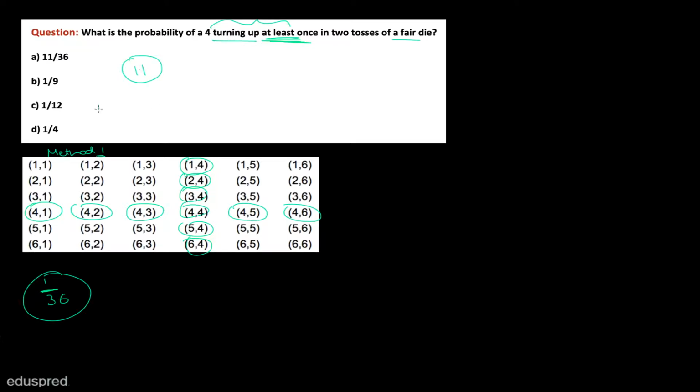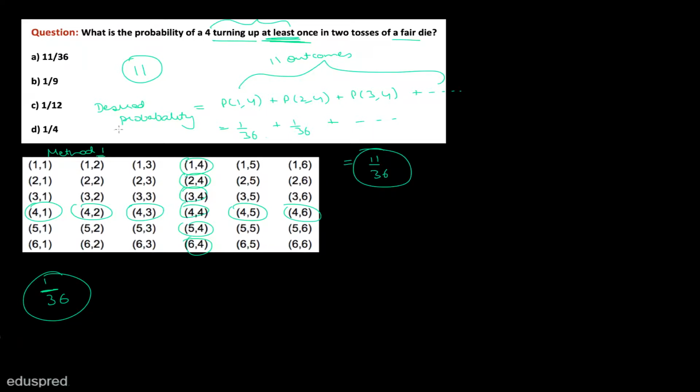Okay, so that means the desired probability is going to be the probability of getting 1,4 plus the probability of getting 2,4 plus the probability of getting 3,4 and so on. In total we have 11 outcomes over here, right? And all of them have the probability 1 by 36. So 1 by 36 plus 1 by 36, this keeps on going. So in total we are adding 1 by 36 11 times. So this is equal to 11 by 36. So the right answer is option A, that is 11 by 36.